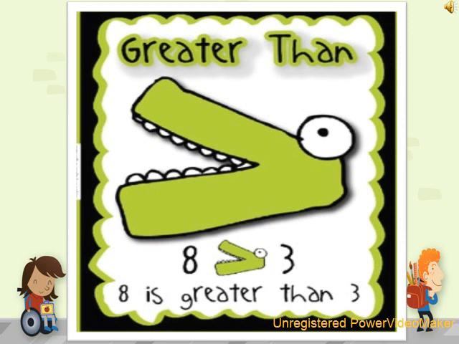The crocodile always eats up the number which is greater. In the picture here, 8 is greater than 3, so the mouth is open towards 8 and close towards 3. Let's see some examples of smaller than, equal to and greater than sign once again.